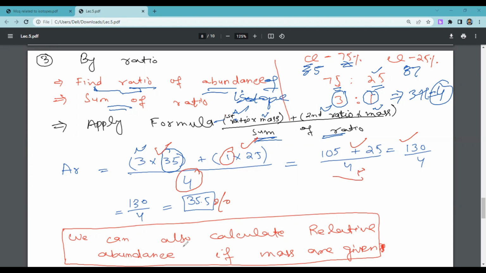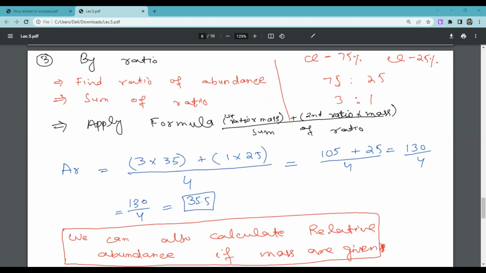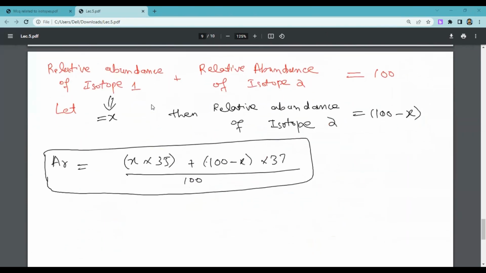Another thing is that we can also calculate relative abundance of isotopes if the mass numbers are given. These types of questions also came in our exams. How can we calculate relative abundance if masses are given? Here you have to apply some basic mathematics. You know that the relative abundance of all the isotopes should be equal to 100.